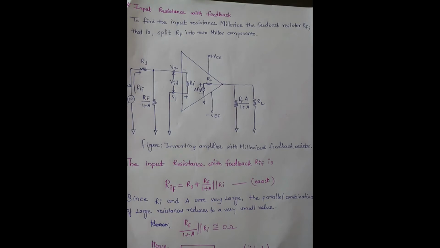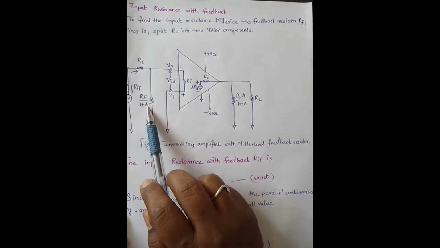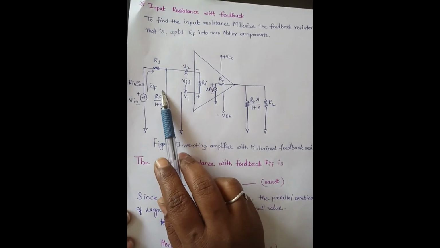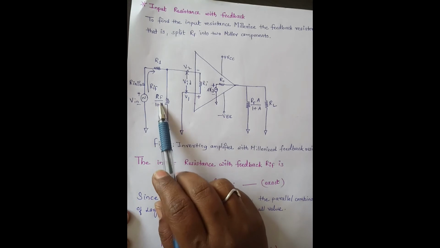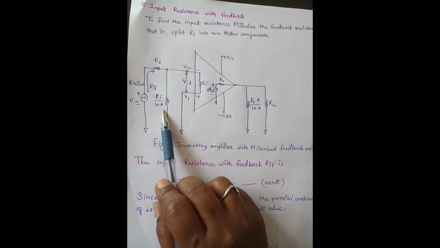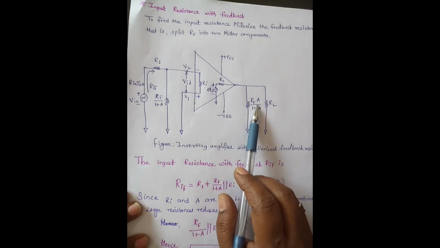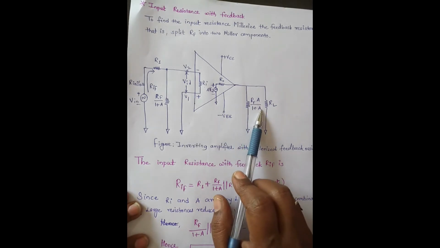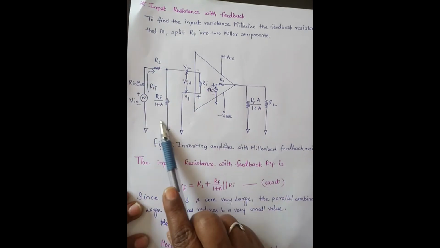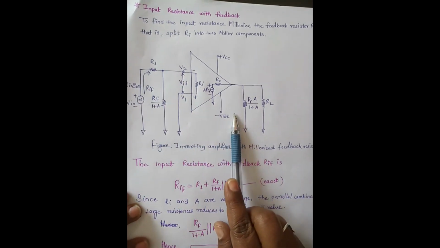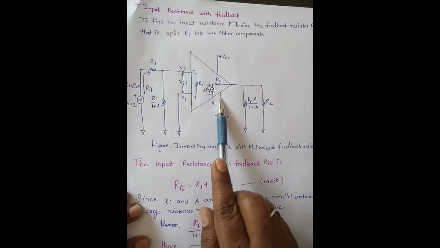So to find out the input resistance, we have to millerize the feedback resistor RF, and that is split into two Miller components that we have done here. Feedback resistor RF, one component we put at the input, that is RF by 1 plus A, and another component which is connected at the output, which is RF into A by 1 plus A.